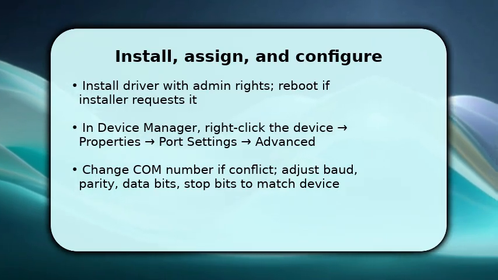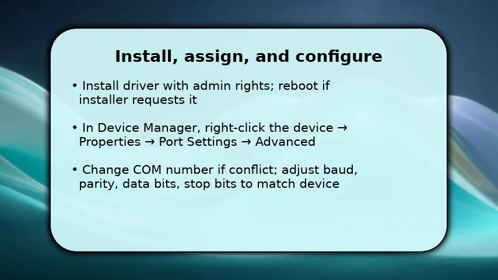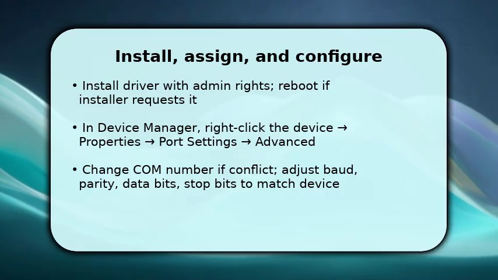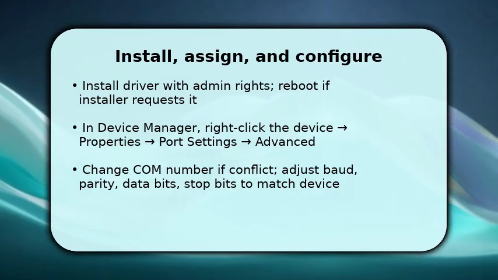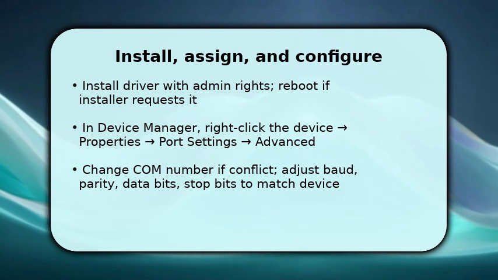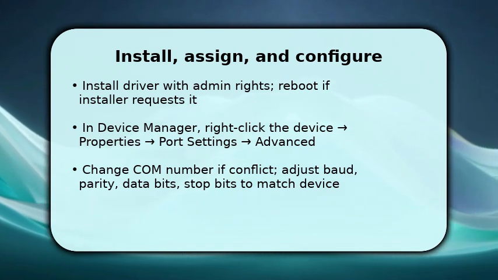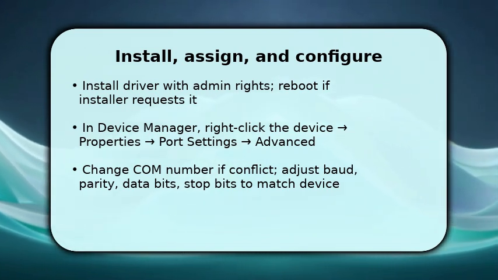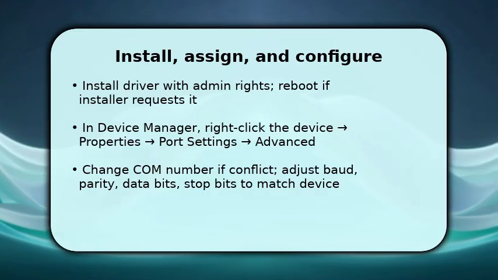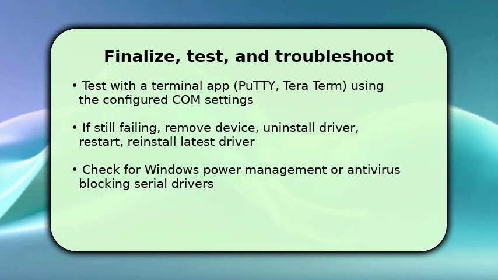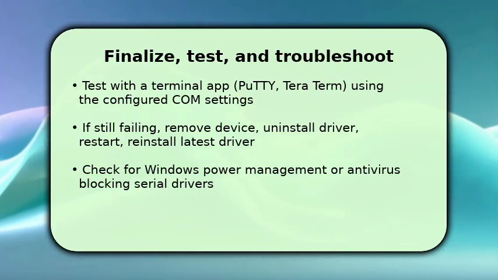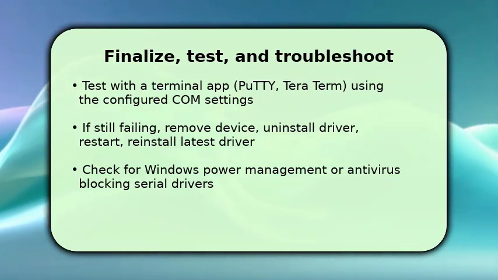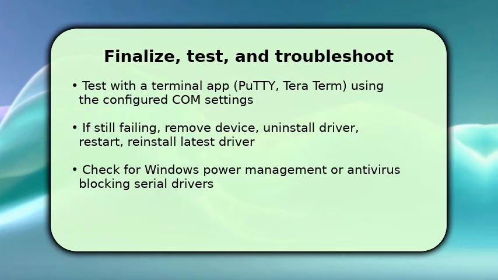Also set baud rate, parity, data bits, and stop bits to the values specified by your device. Mismatch settings produce garbled or no communication. Finish by testing and, if necessary, troubleshooting. Open a terminal program like PuTTY or Tera Term, select the assigned COM port and the configured serial settings, then send a simple command to confirm responses.